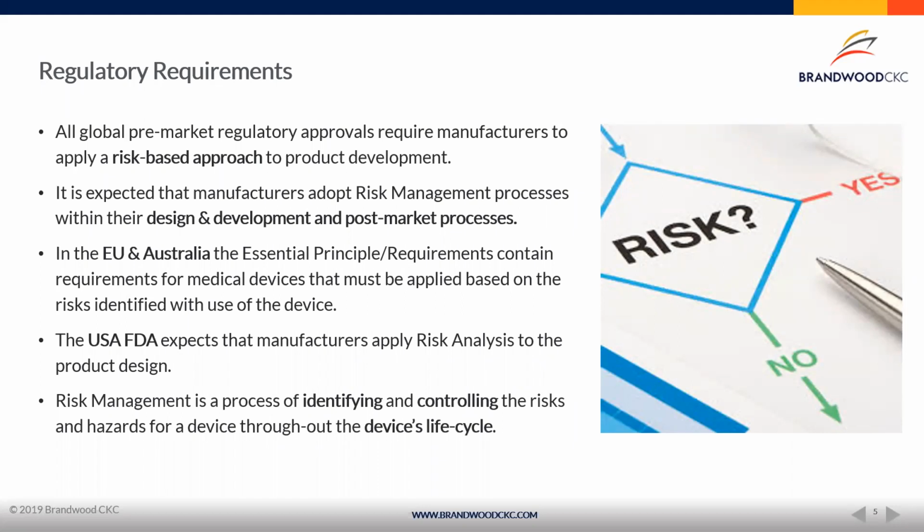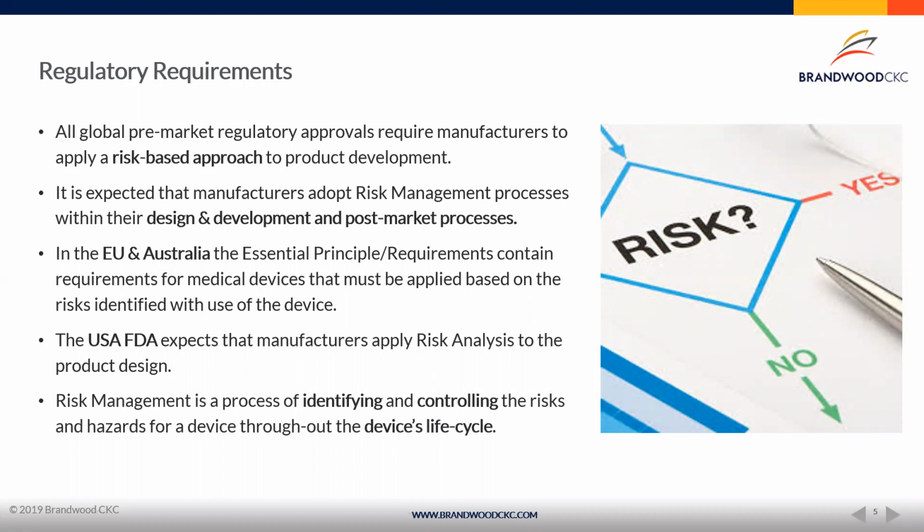In the EU and Australia, we have to meet the essential principles and essential requirements, and those are 100% based on risk. So there are specific essential principles and essential requirements that ask how you identified the risks as they apply to the use of the device. The same thing applies in the US. The US FDA expects that manufacturers apply risk analysis to the product design. So again, how have you identified the risks associated with your product? How have you attempted, through design and development activities, to control or mitigate those risks? And how are you going to follow those risks up?